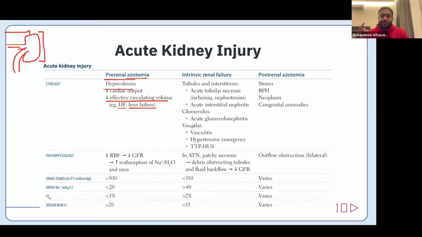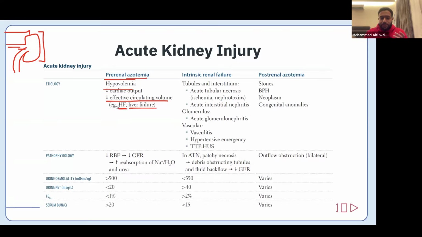RAS. Good. Okay. Now what will RAS do? RAS will cause more sodium absorption from the kidneys and cause more fluid absorption. What also will be activated? ADH. Okay. To cause less diuresis, so you retain more volume.